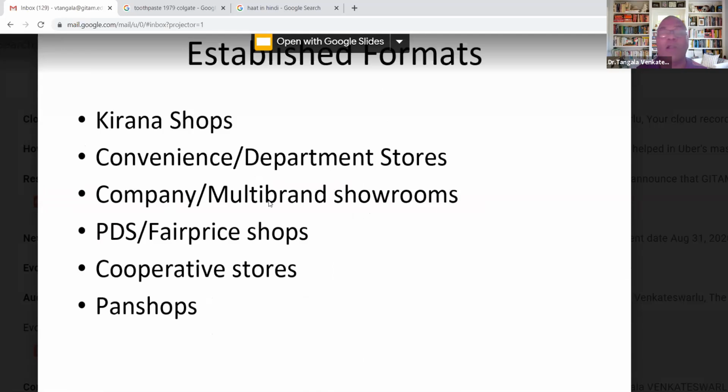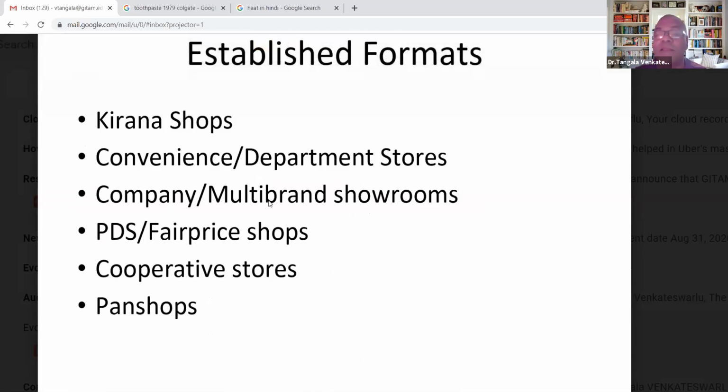So you can see what these established formats are: kirana shops, convenience stores, which you see in residential areas, departmental stores, company, multi-brand outlets. What are multi-brand outlets? So selling multiple brands in the same outlet. Company outlets were prevailing even from 1950s. If you see some outlets like Bombay Dyeing, Bata, Raymond, Vimal, all these outlets are present since 50 years.